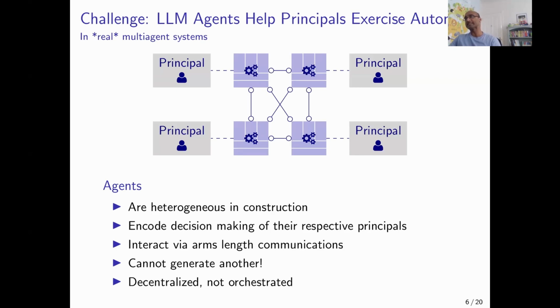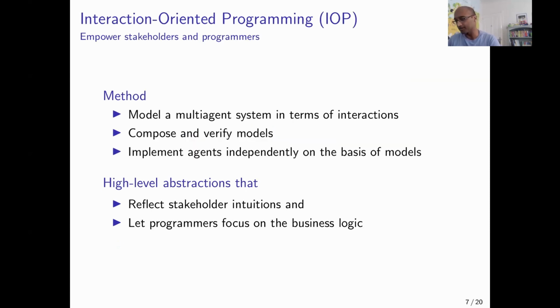To address situations like this, although we haven't done it with LLM agents but in general with agents, we have an approach called interaction-oriented programming. The basic idea of IOP is you model a multi-agent system in terms of interactions, and there can be various levels of modeling. You can model the norms, you can model the protocols, you compose and verify the models, and then once you have the model of the system, each party can implement its own agents to encode their own reasoning and so on.